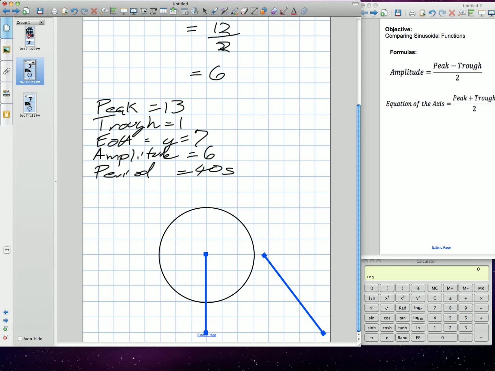Well, we assume it's meters above the ground. So we'll say there's some kind of stairwell, and it goes up to 7 meters, okay? The equation of the axis was 7 meters, so the middle of this Ferris wheel was 7 meters above the ground. So that's the entire distance here, is 7 meters. The distance above the ground is only 1 meter, because the lowest point of the Ferris wheel was at 1. Okay? I know that's not quite to scale.